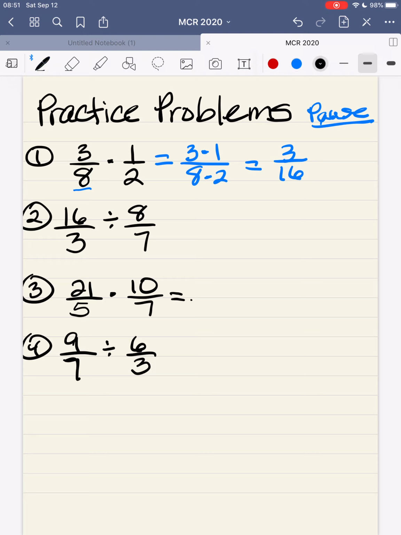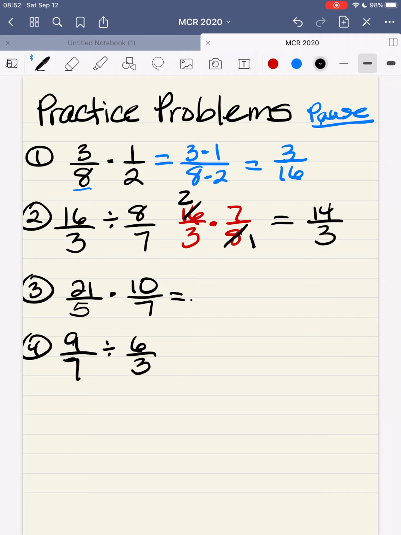Okay, the next one's division. So I do need to keep change flip first. So I have 16 over 3 times 7 over 8. Okay. Now 16 and 8 have something in common, and I don't have a lot of space, so I'm just going to go ahead and divide top and bottom by 8. Or you could break it down like number 1. I have 2 times 7, which is 14, and 3 times 1 with this, which is 3.